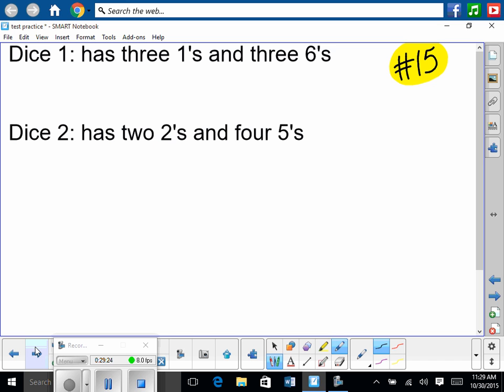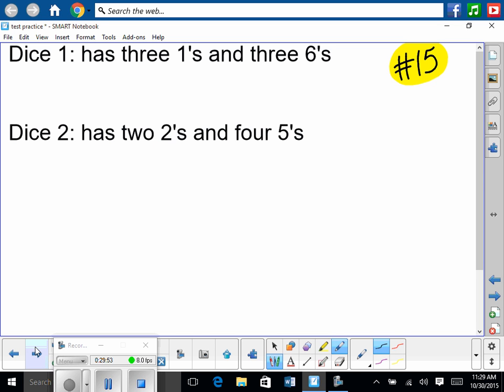All right, now this is the last one I'm going to do. Dice 1 has 3 1s and 3 6s. Dice 2 has 2 2s and 4 5s. So this is a weird dice, but that's okay. So what we're being asked is, if the dice are tossed, with the dice with the highest number winning, which set of dice is more likely to win? So what we're going to do is calculate the expected value here.